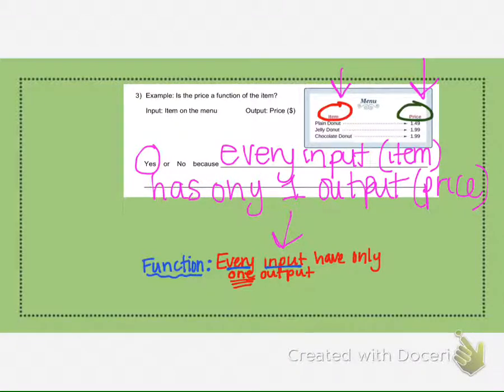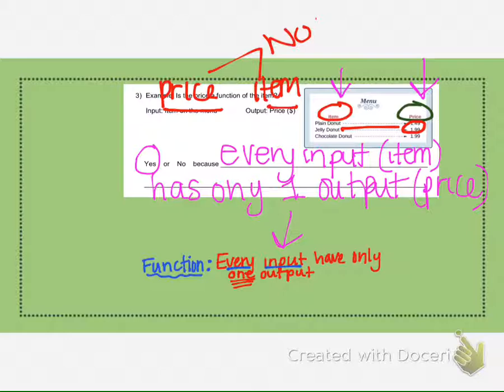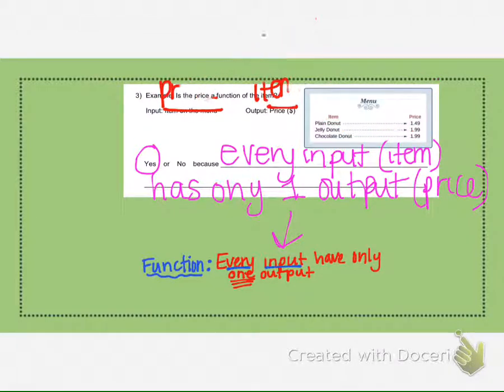Now if we switch this around and we had the price be the input and the output be the item, then this would not be a function because every price doesn't have one item. For example, when the price is $1.99, it has two outputs. Since the problem wasn't like that, it is a function. But if we switched it around, it would not be a function.